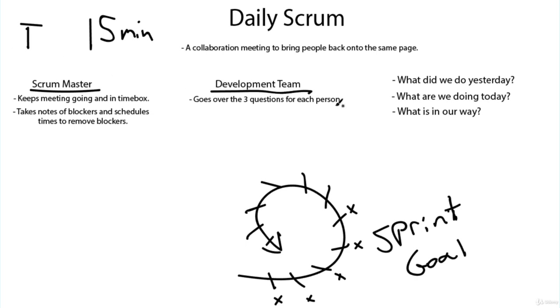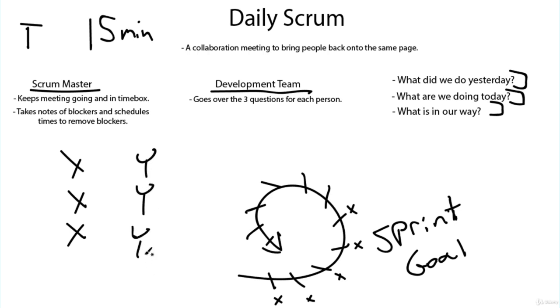So to keep this going, you need to make things really, really quick. The dev team is going to be answering questions. It's simple. What did we do yesterday? What are we doing today? What is in our way? So what did we do yesterday? I worked on X, Y, and Z card, or I completed this, this, and this. What are we doing today? I want to try to start on this and this, and if I finish that, I'll take a look at this. What is in our way? Nothing at the current moment.